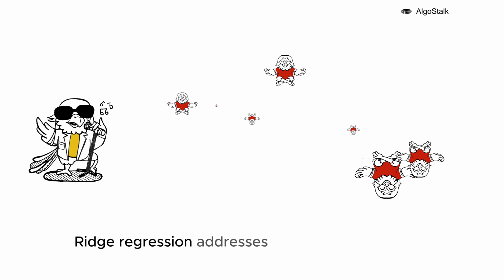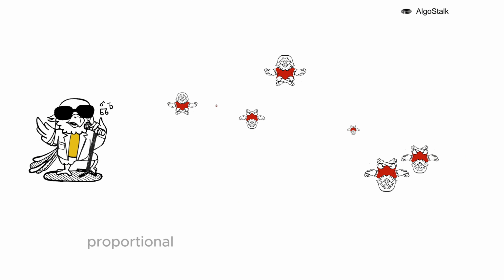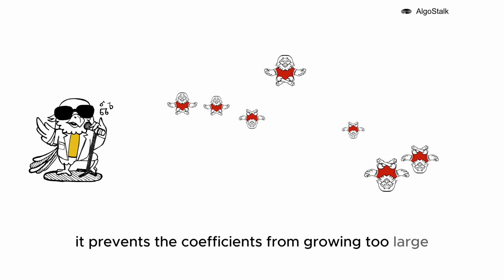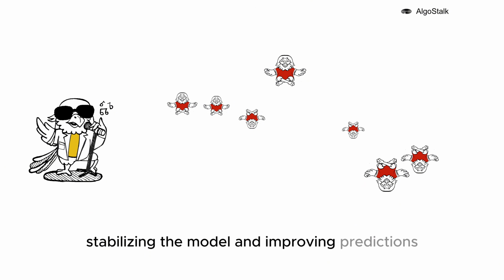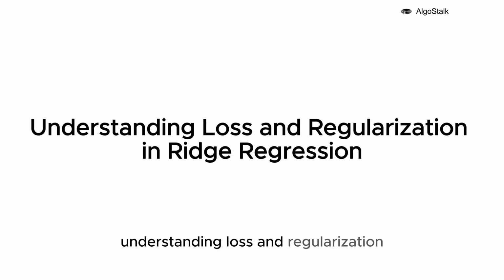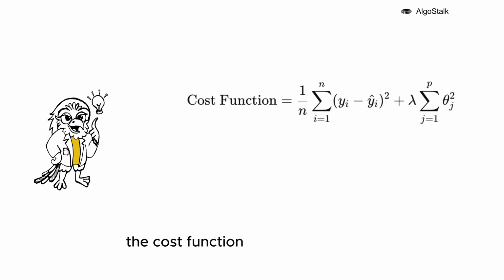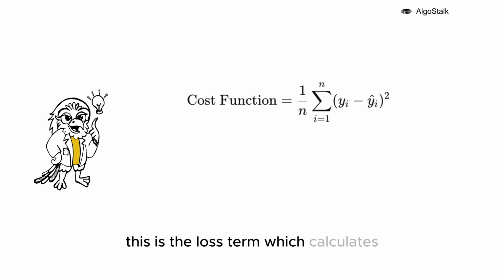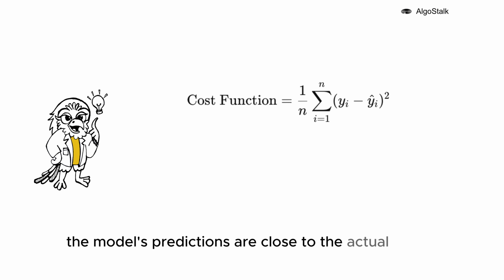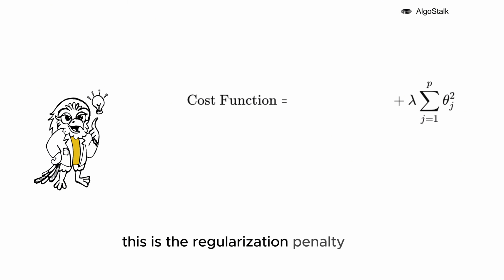Ridge Regression addresses the issue of overfitting by adding a penalty proportional to the sum of squared coefficients. It prevents the coefficients from growing too large, stabilizing the model and improving predictions. Understanding loss and regularization. In Ridge Regression, the cost function with the L2 penalty is on the right. This is the loss term, which calculates the total error between the predicted values and the actual values. It measures how well the model is performing. A smaller value means the model's predictions are close to the actual values. This is the regularization penalty term that helps to shrink the coefficients to prevent overfitting.